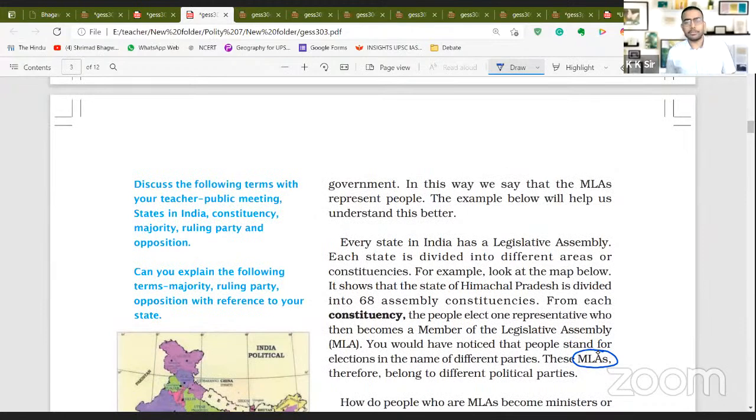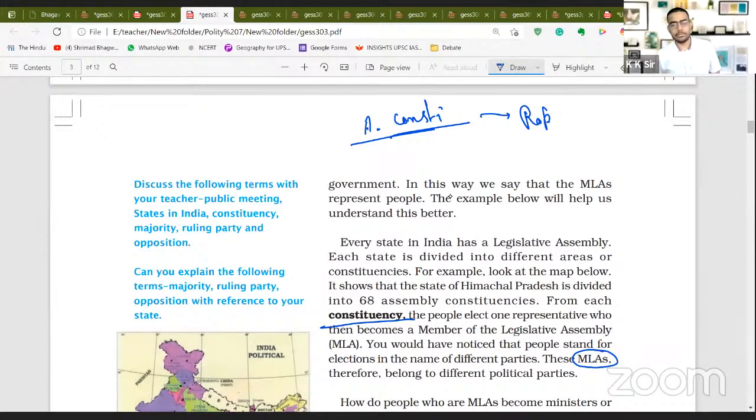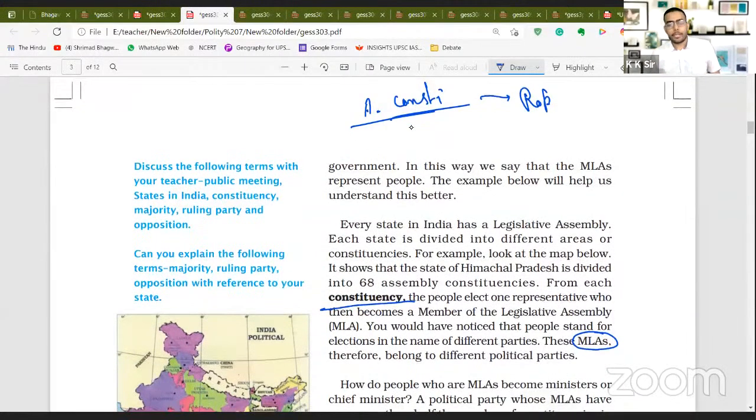A district is divided into assembly constituencies. Every state is divided into constituencies. These constituencies are divided on the basis of population. So each constituency will have an equal number of people. From each constituency, one MLA will be elected.